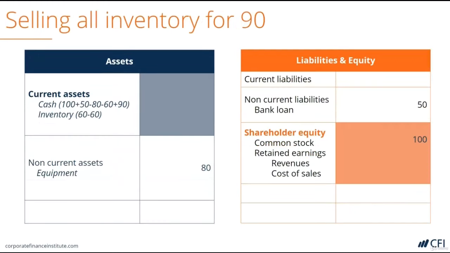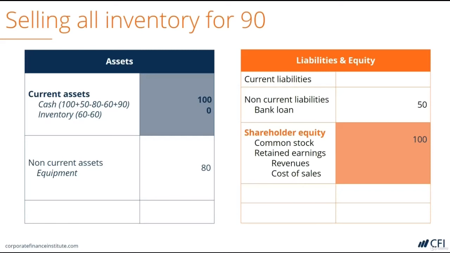Let's see what happens to the balance sheet when the company sells the inventory for 90. First, the company's inventory drops to 0. The original 60 is all sold, so nothing is left. Next, the cash balance goes up by 90 because the products were sold to customers for 90. If the customer purchased them on credit, then an accounts receivable balance of 90 would be created instead of the cash balance going up by 90.